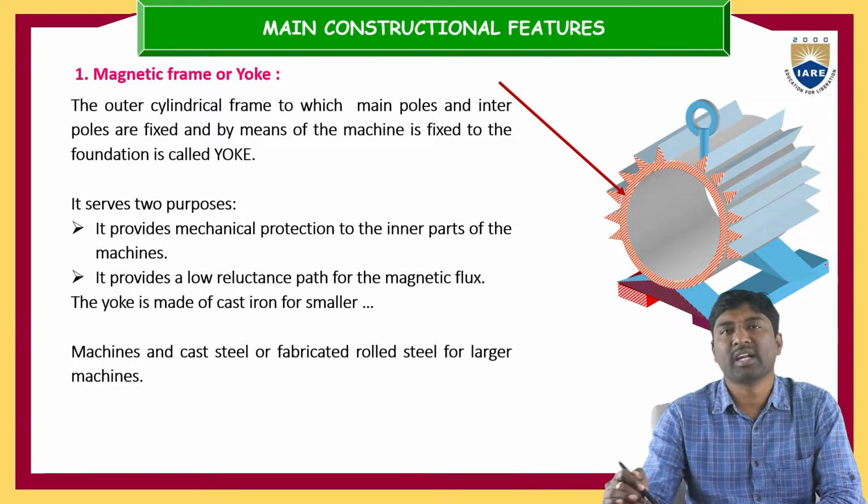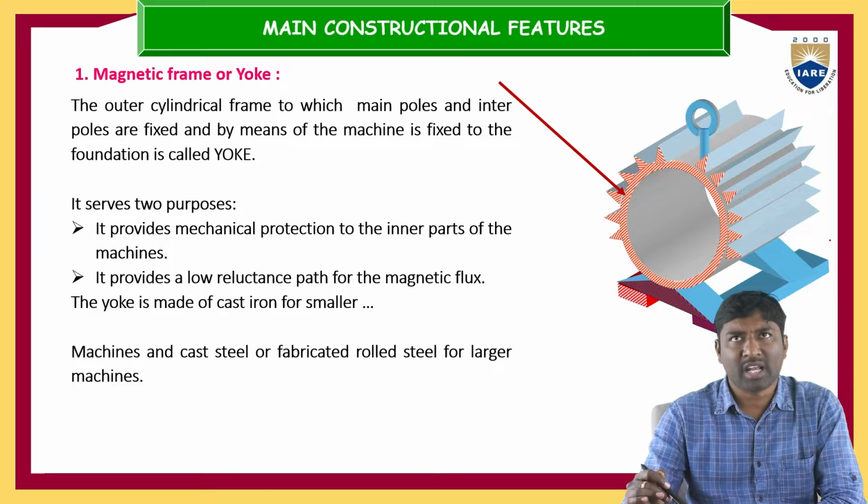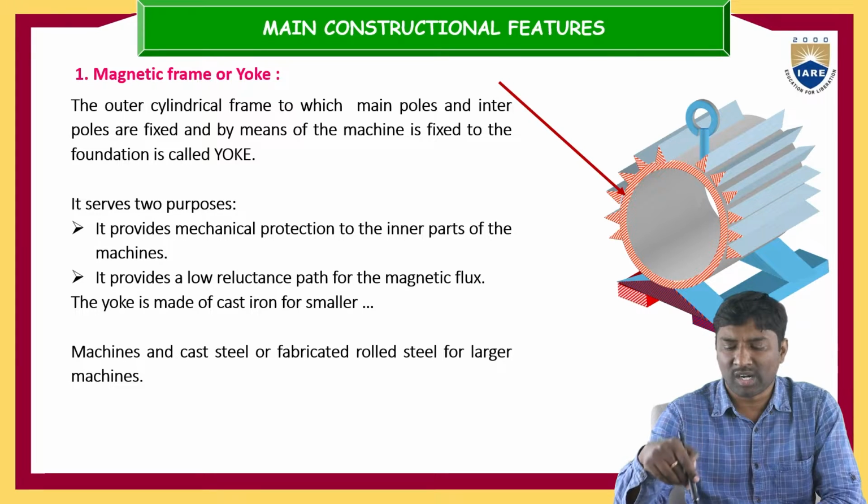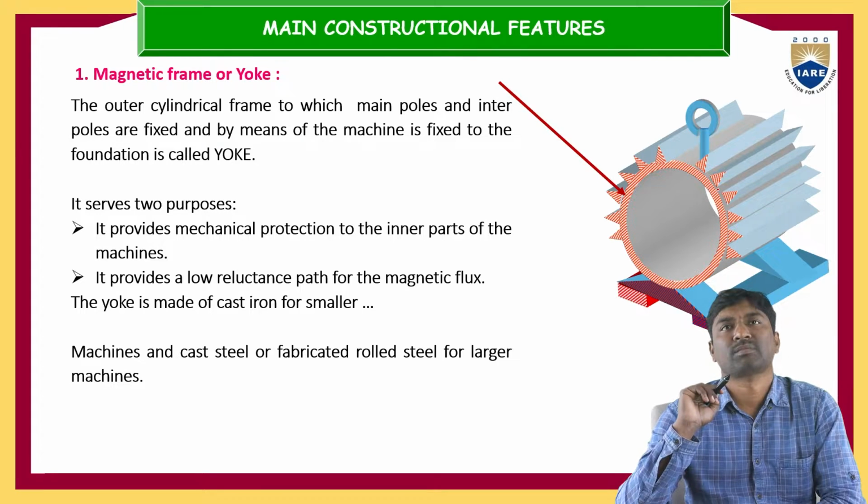This is the magnetic frame or yoke. This magnetic frame or yoke is the outer cylindrical frame to which the main poles and interpoles are fixed. And by means of this, the machine is fixed to the foundation. This is called the yoke.